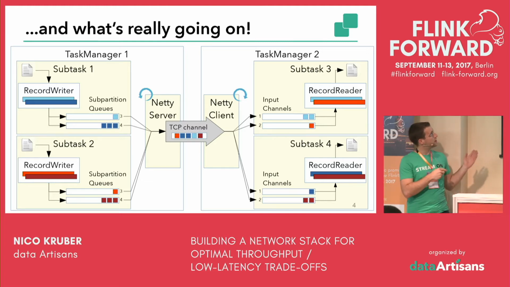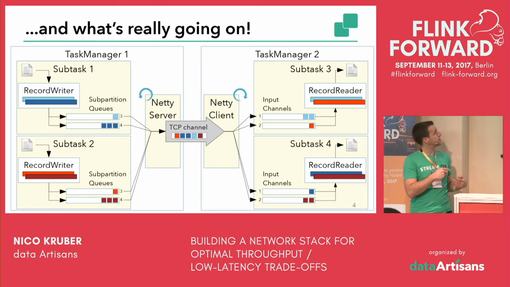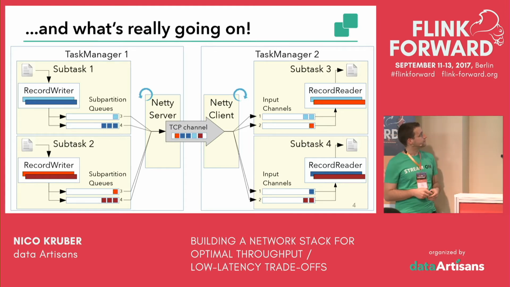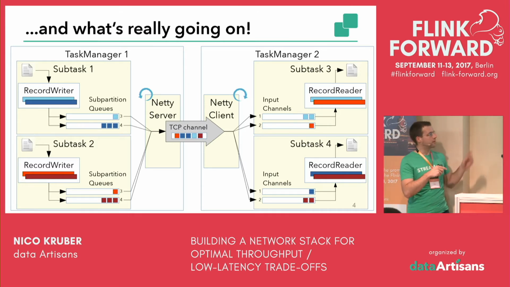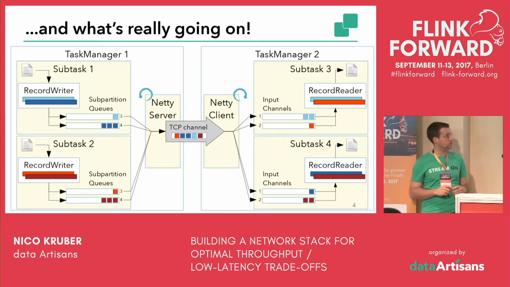On the sending side, whenever you emit a record, it's sent to the record writer that is serializing the record into bytes. Then the serialized record will be sent through the channels to the receivers. We have one queue for buffers that go through to subtask 3, and another one that goes through for subtask 4. Those are called subpartition queues. Same for the other sender.